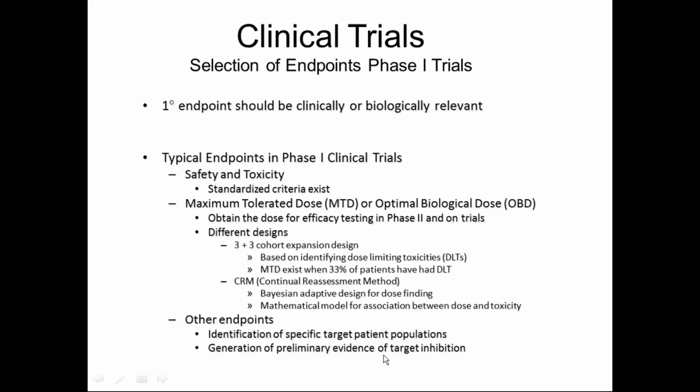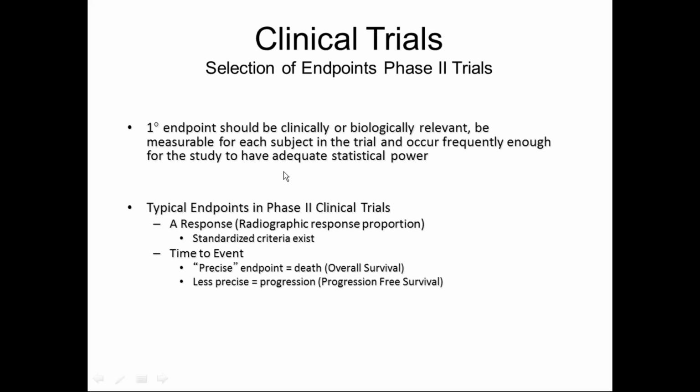that particular endpoint. Phase 2 endpoints are a bit different, and a lot of what applies across clinical trial investigation are endpoints that obviously need to maintain a clinical or biological relevance. They need to be measurable. They need to occur frequently enough that the biostatisticians can determine power. Now, in cancer trials, as well as a lot of other trials like cardiovascular studies, nephrology types of studies, infectious disease, endpoints can be grouped into kind of 2 categories.